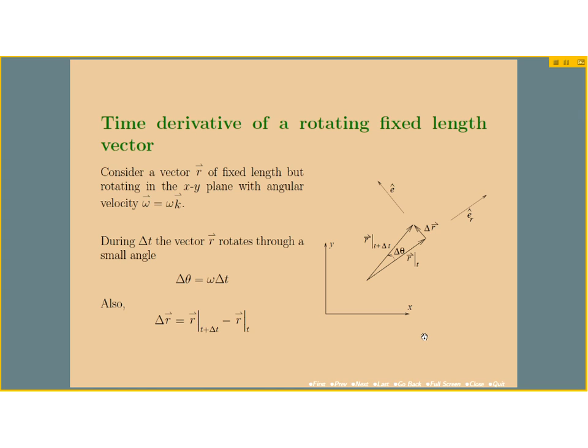Furthermore, we can now define a third vector, delta R, which is really the change in the vector R over this time increment delta t. Mathematically, we know that such a change in a variable is defined as the variable value at the end of the interval minus the variable value at the beginning of the interval. So using that rule, delta R is simply R at time t plus delta t minus R at time t.